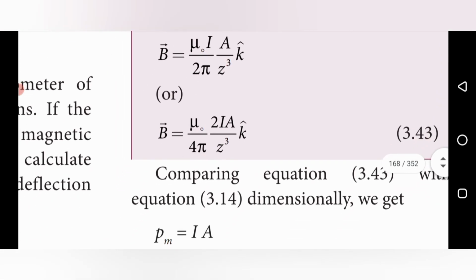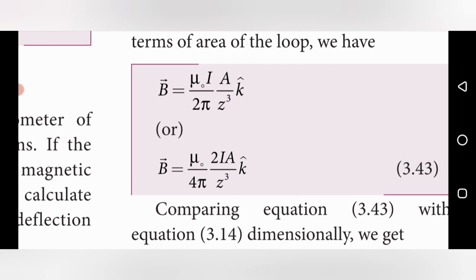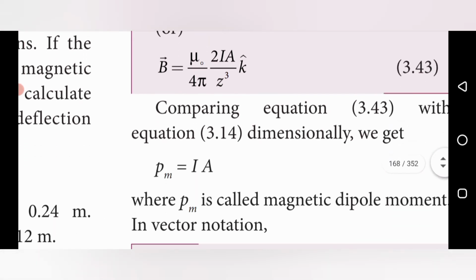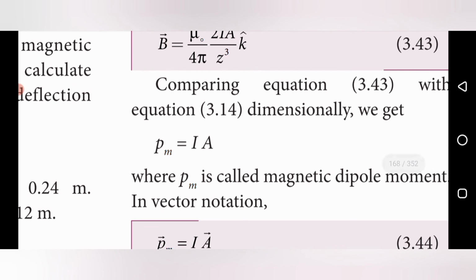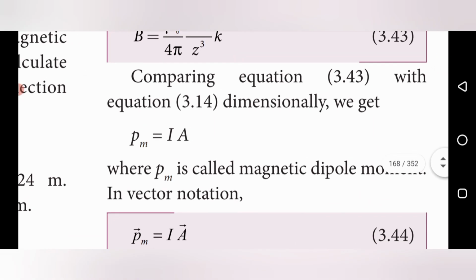Then you have to adjust the above equation once again, multiplying and dividing by 2. So mu naught divided by 4 pi, that is one of the constants, the permeability of free space. And the remaining term will be 2 I A divided by Z cube K cap. So this equation implies I A. Comparing that with the other equation, I A is taken as the P M value. P M means magnetic dipole moment.